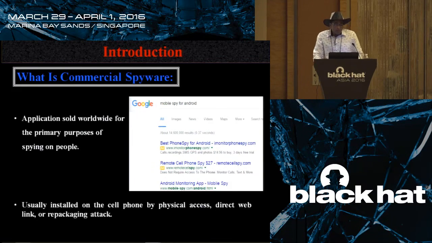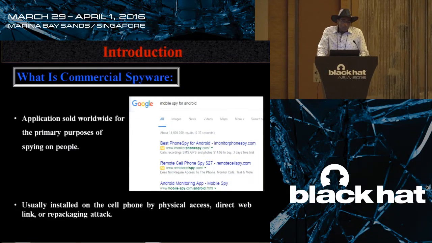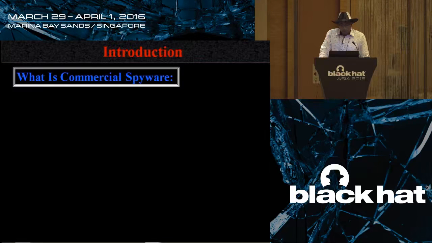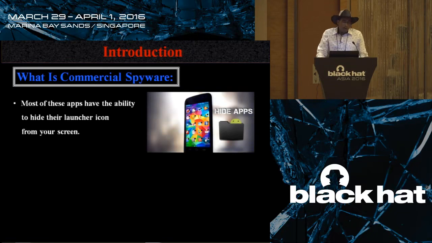Usually, these applications are installed on the phone when the attacker is able to gain physical access to the device. It can also be sent as a link through email or text, and recently it can be installed through a repackaging attack on the official and third-party Android stores. Most of these apps have the ability to hide their launcher icon from your screen, making them difficult for the victim to detect.